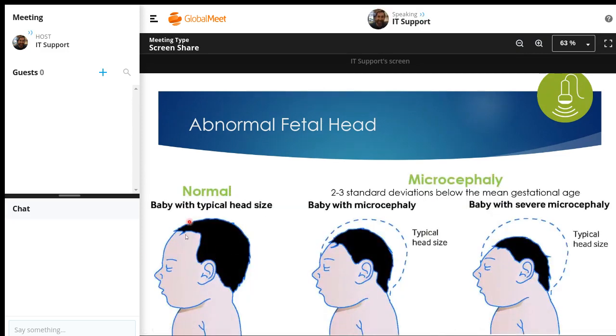So we have a normal baby over here with a typical head size. Then a baby with microcephaly, where this dotted line is the typical head size to compare. That's 2 to 3 standard deviations below the mean for gestational age. This would probably be 2 standard deviations below, and then 3 or more. This is a baby with a very small head, or severe microcephaly. The smaller the head, the worse the prognosis. This just increases the risk of neural compromise. Obviously there's not as much space in here for a normal brain to form.